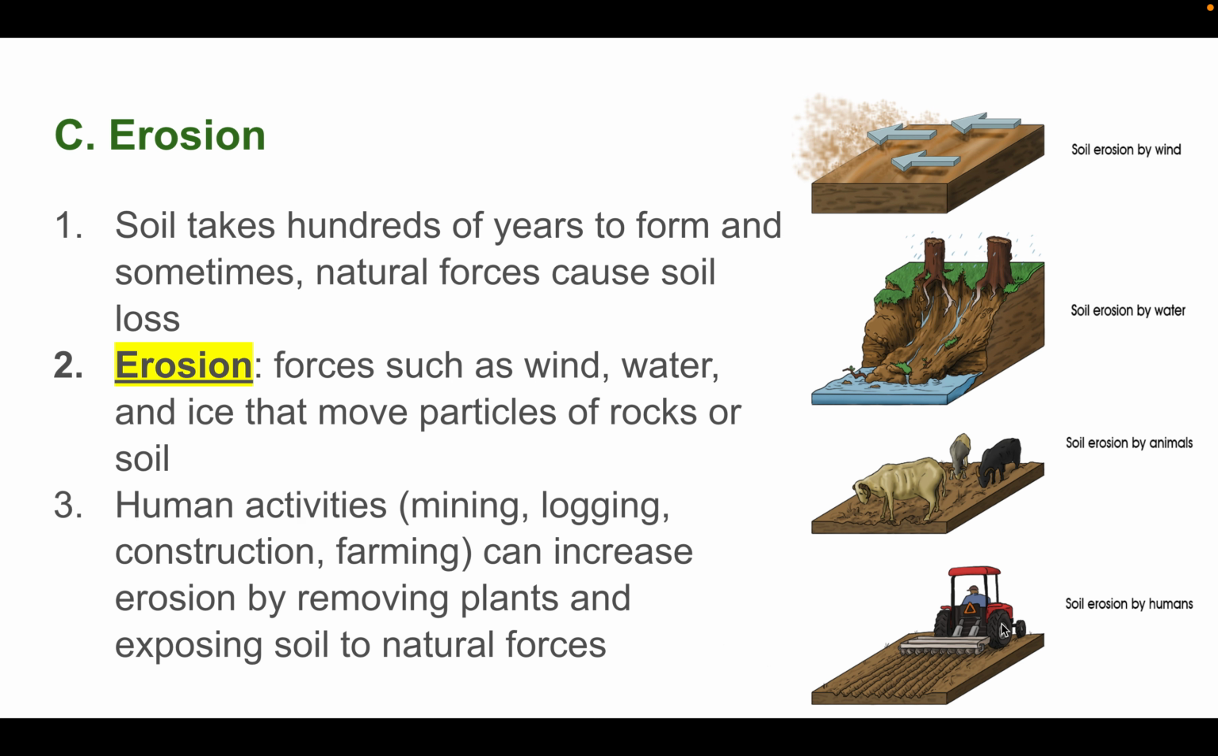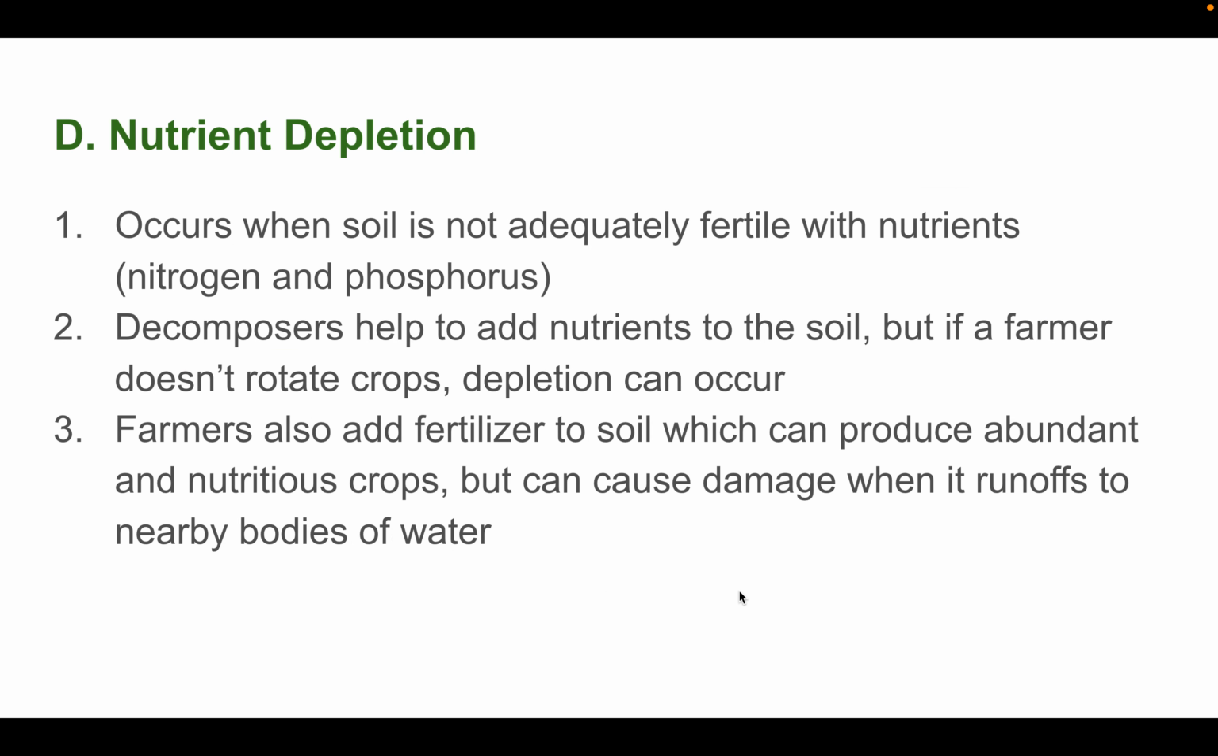Human activities can also cause erosion. Mining, logging, construction, farming, they all increase erosion because we're exposing the soil to these forces. You remove plants. Plants help keep the soil in place. Their roots help hold the soil down. And when you remove that, then soil erosion can occur.